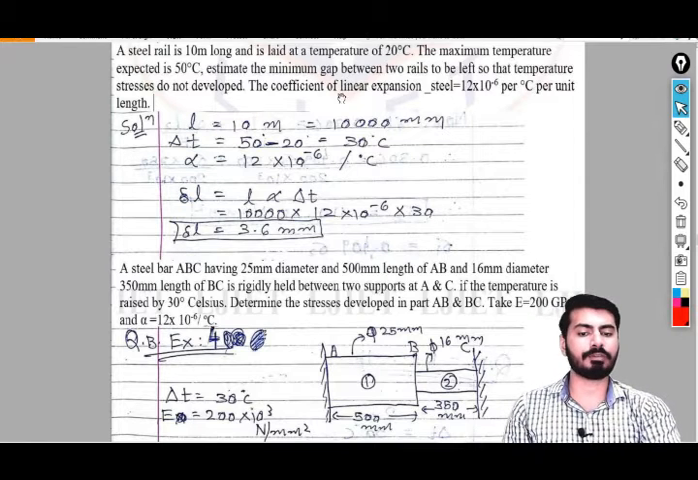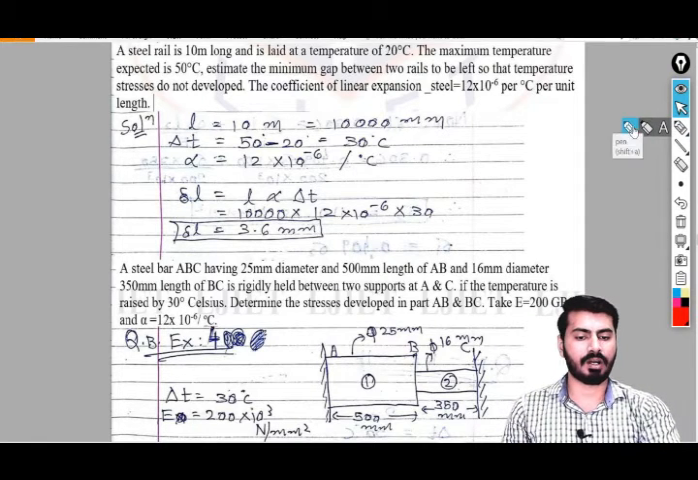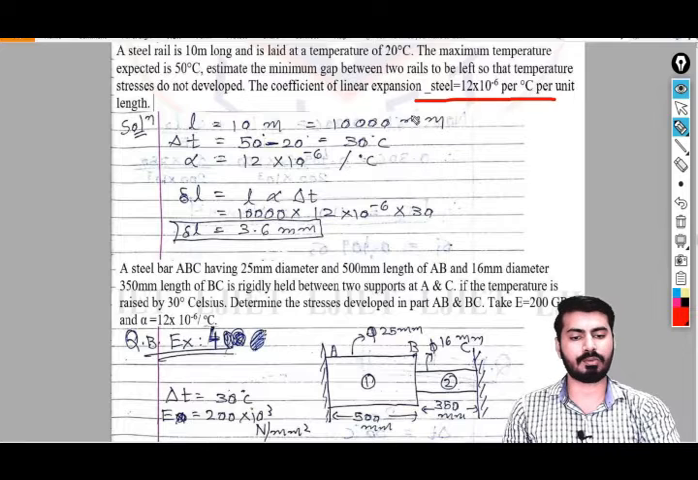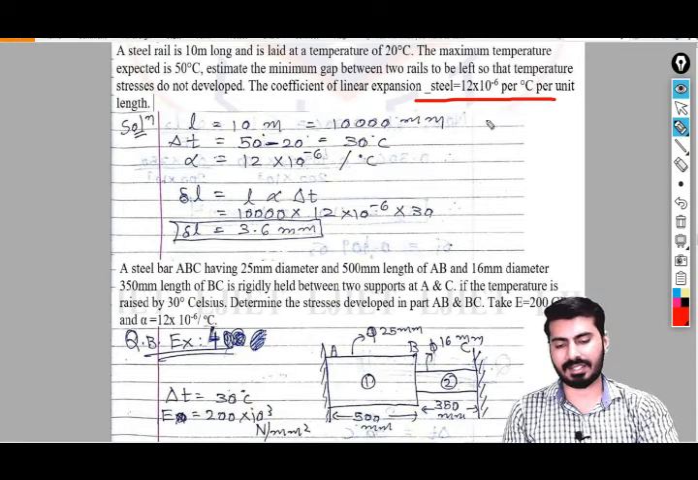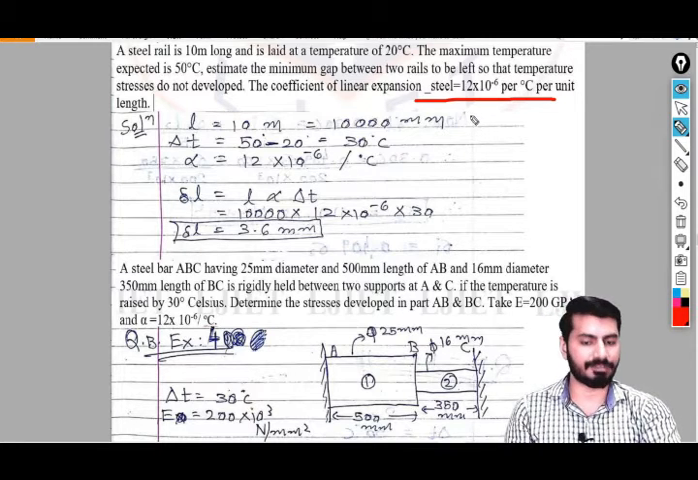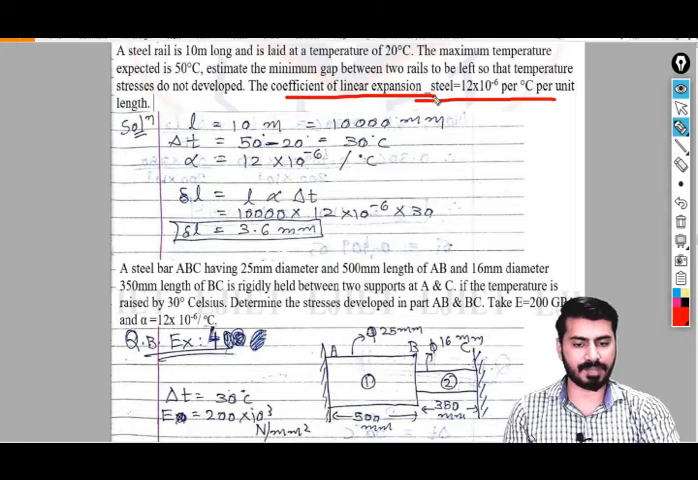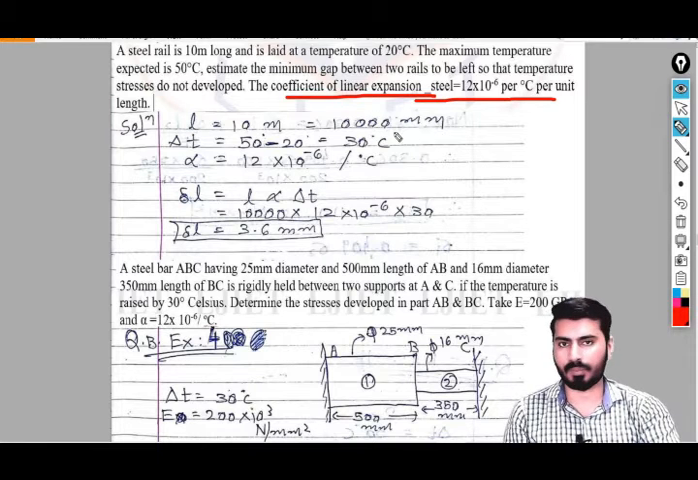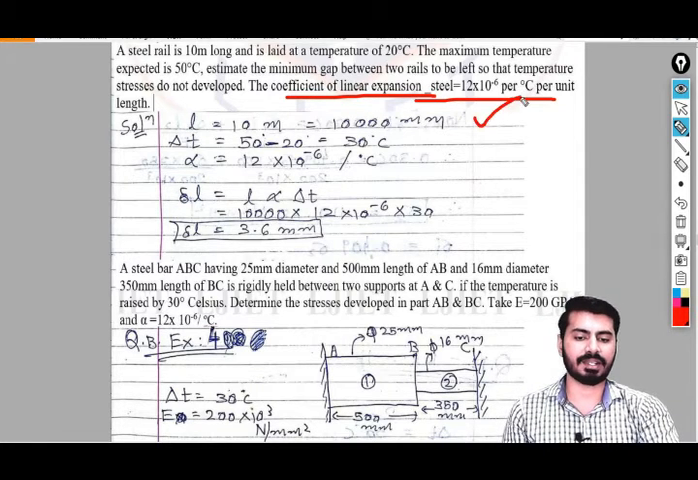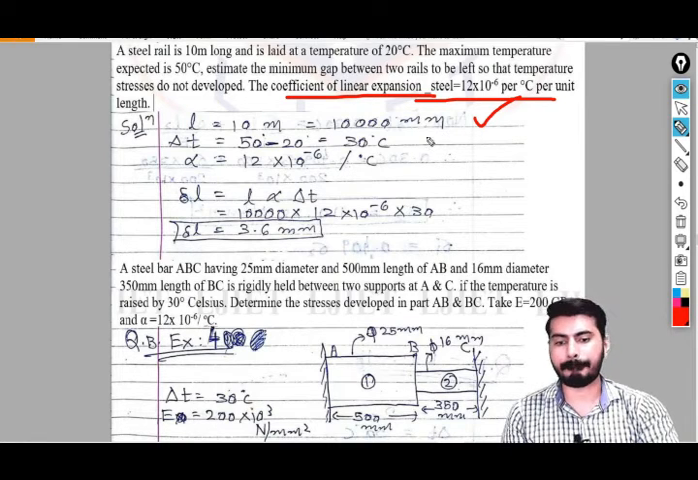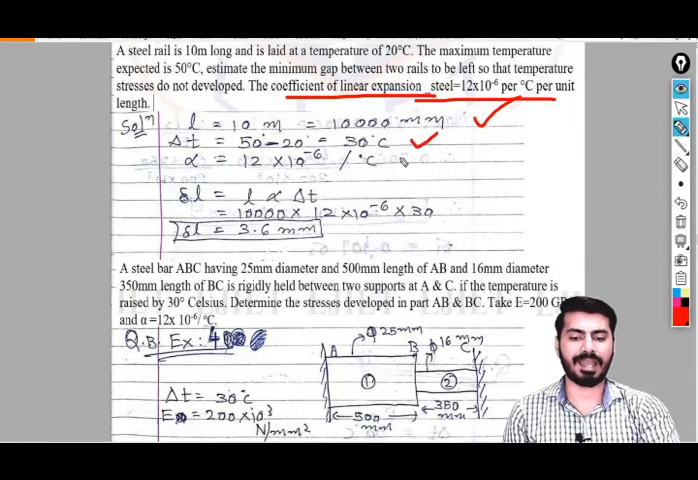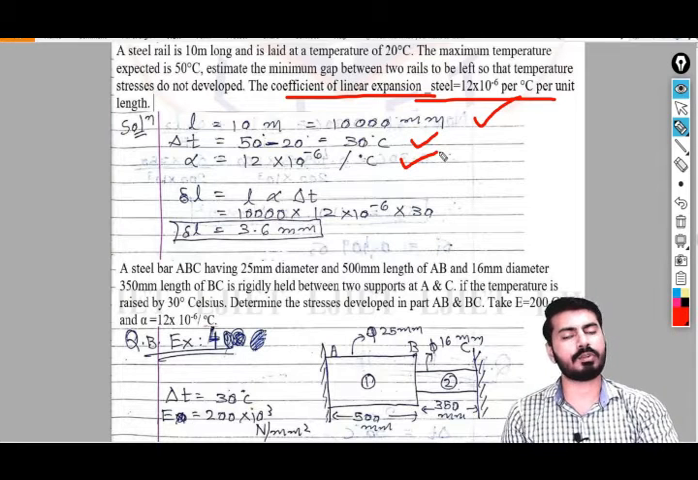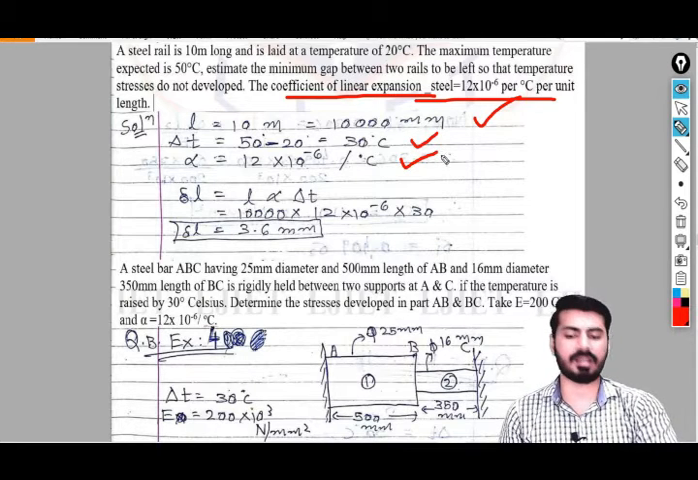The coefficient of linear expansion for the steel is 12 into 10 raised to minus 6, per unit length. Okay, basically this is the unit of alpha. Coefficient of linear expansion is the coefficient of thermal expansion, both are the same. So L is given as 10 meters, which can be converted into mm as 10,000 mm. Delta T is 30 degrees and alpha is 12 into 10 raised to minus 6 per degree centigrade.